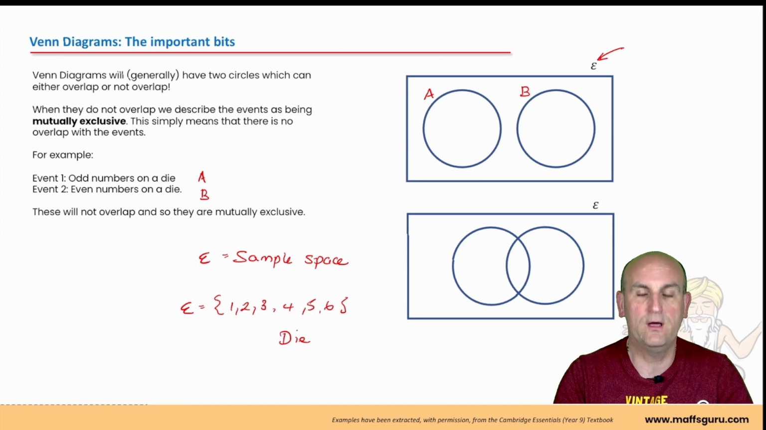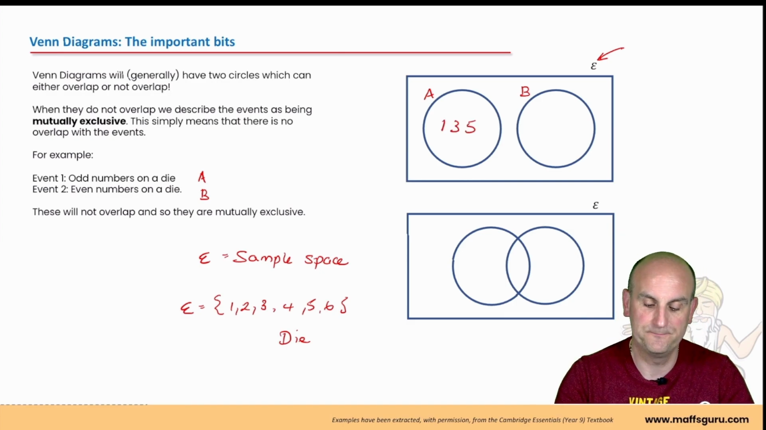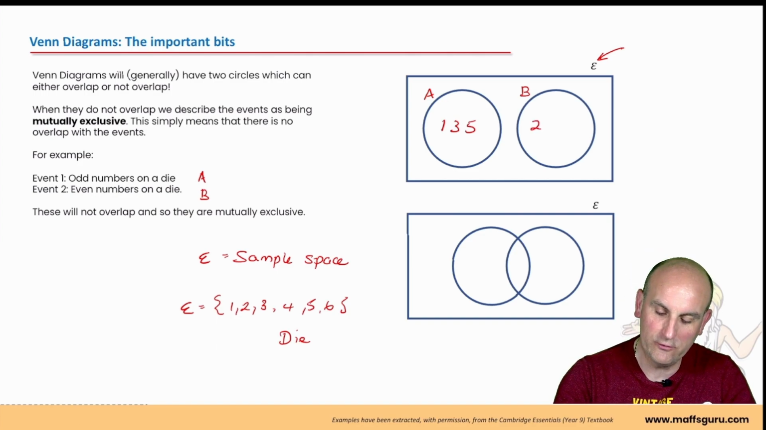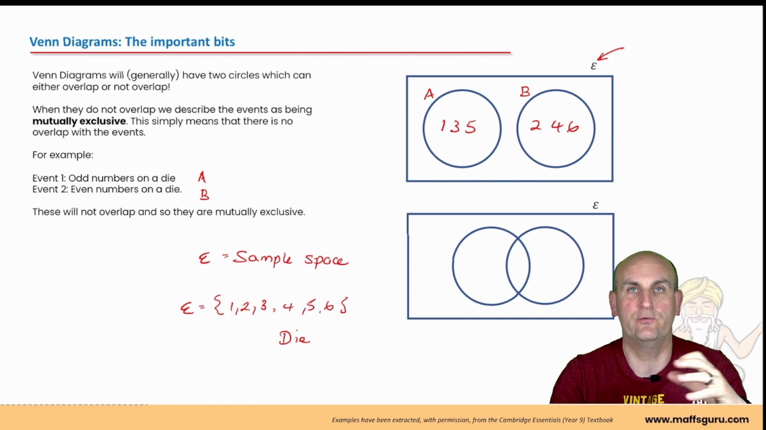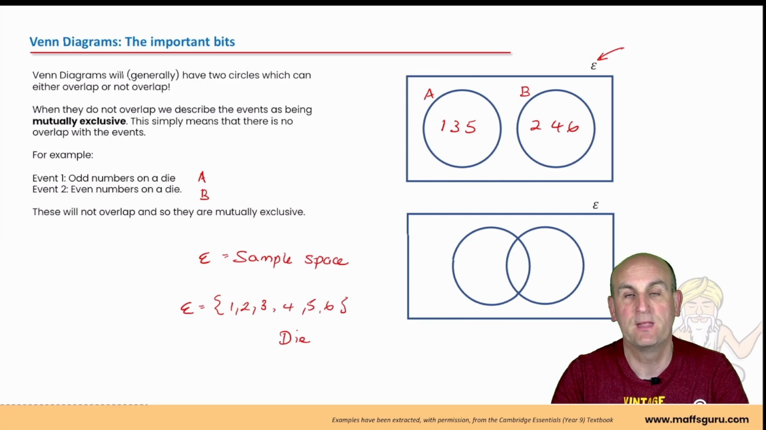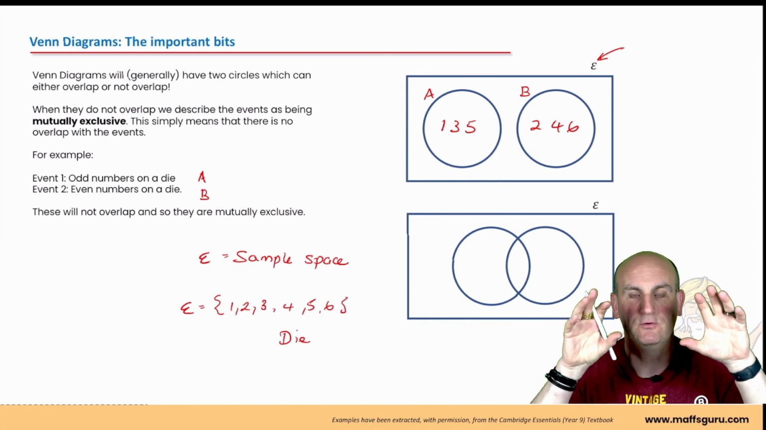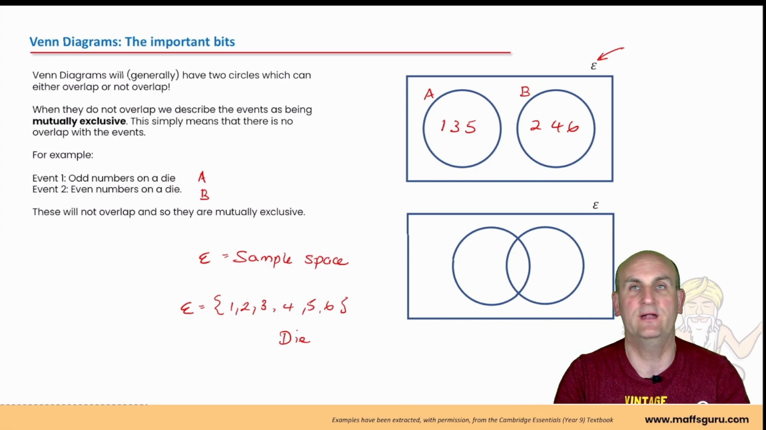The odd numbers on the die, what are they? Well, they're the numbers 1, 3, and 5. And event B is going to be even numbers on a die, which would be 2, 4, and 6. And you'll notice I'm writing inside those circles the numbers that correspond to each of those events. Now, is there any overlap between the numbers 1, 3, 5, and 2, 4, 6? And that is why the circles are very separate. There is absolutely no overlap. But there will be things that have an overlap.